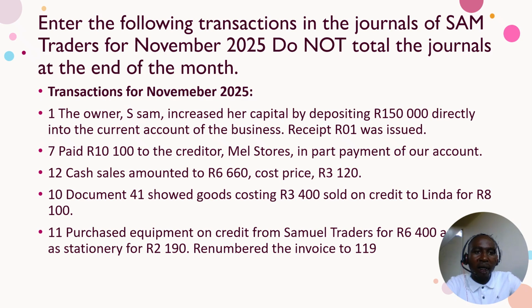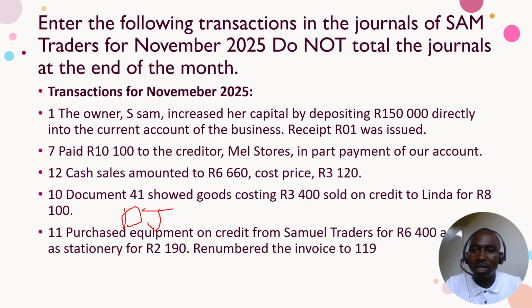Now let's look at transaction number 4. It says the document showed goods costing 3,400 sold on credit. So we record that on the debtors journal. Remember, we record only credit sales on the debtors journal, because a customer will become our debtor. He is owing us the money and has to pay it back.